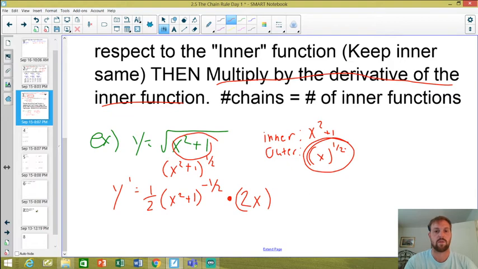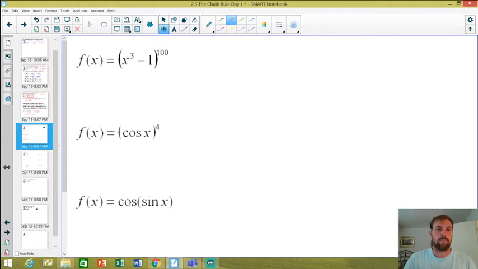Okay? I don't want you to overthink it. I don't want you to worry about it too much. It's not bad once you can identify the inner and outer functions easily. Okay? All right, let's keep going. So this is a pretty straightforward one. What's the inner? What's the outer?